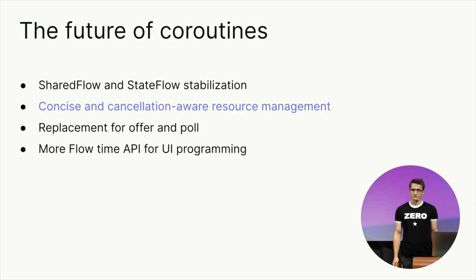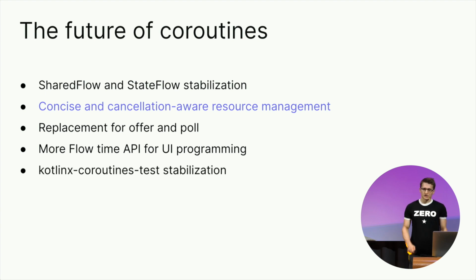The Flow API also has some room for improvement, and here we're going to provide a set of time-specific operators for UI programming, such as debounce, sample, throttle, and so on. Coroutine testing is not as pleasant an experience as we would like it to be. So we're going to fix all the bugs, stabilize it, and maybe even make it a multiplatform dependency, so you can use it from common code, though it's still an open question.